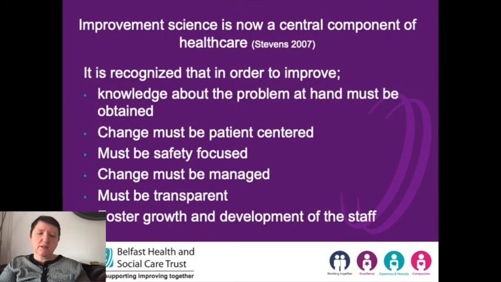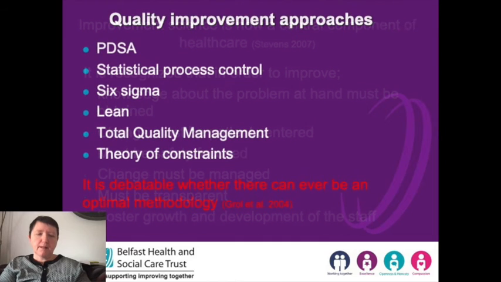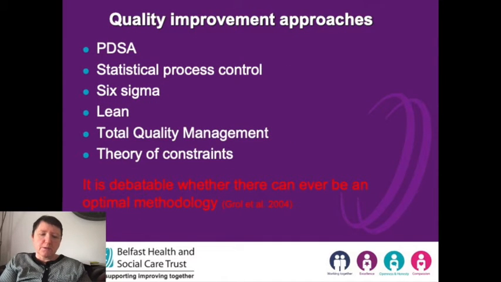Improvement science is now a central component of healthcare. It is recognised that in order to improve, knowledge about the problem at hand must be obtained. The change must be patient-centred and safety-focused. It must be managed, its aims and outcomes transparent, and it must foster growth and development of the staff. Some of the quality improvement approaches used in healthcare are listed here. It is debatable whether there can ever be an optimal methodology.